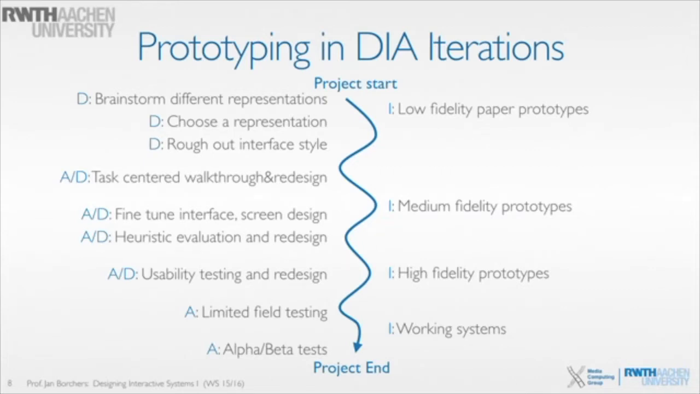You pick a representation. You rough out the interface style very, very generally. And the typical implementations here would be low-fidelity paper prototypes, like a sketch on paper with pencil and pen. And then your analysis and your redesign would be maybe walking through your design with the user, maybe with your client, and redesigning it based on their feedback, rethinking the interface in very broad terms. You haven't written a single line of code. You haven't dragged a single button into some interface builder. Nothing of that has happened yet.